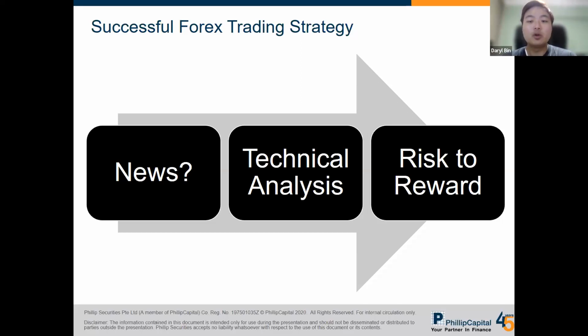After you do your own technical analysis, the technical analysis should tell you if you should enter the trade. So always remember, technical analysis is to find your entry price, your take profit, and your stop loss.